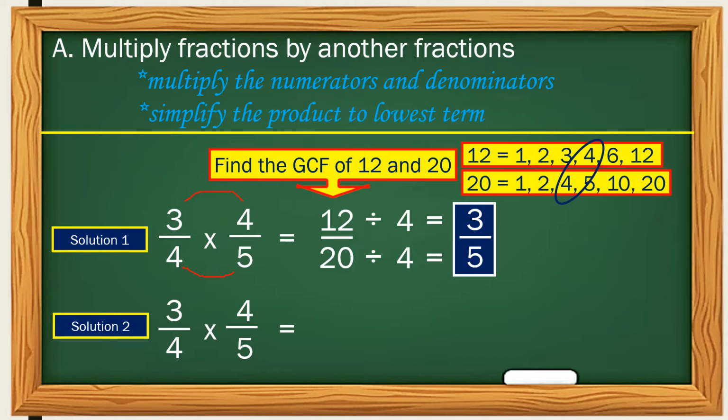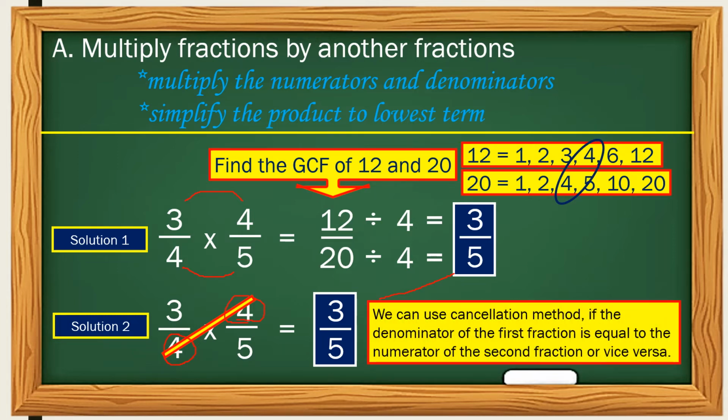Tingnan nyo itong denominator ng first fraction natin at saka yung numerator ng second fraction natin. So, the same o pareho sila. So, ang gagawin natin dyan ay i-cancel natin. At yung matitira, yun ang magiging sagot nito, which is 3 over 5. Okay? So, pareho lang sila dito. Okay, so our final answer is 3/5.